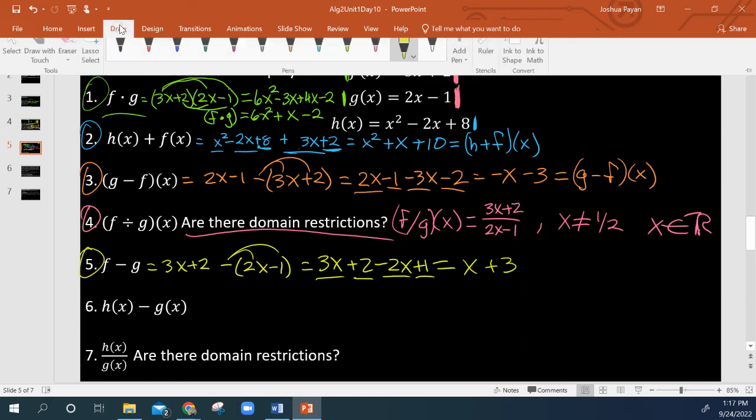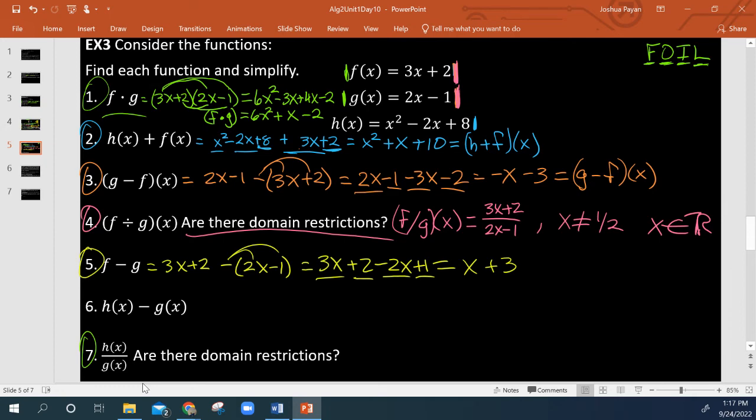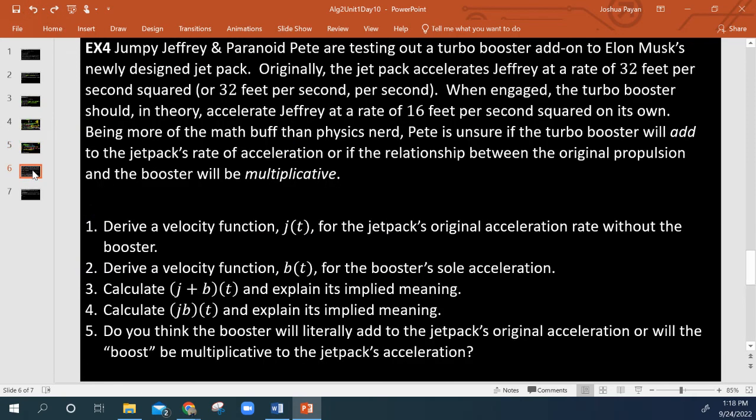Okay, and then I'm going to skip this other subtraction example just because it's kind of redundant. Let's look at h over g. Actually, yeah, let's skip that one too. I think we've seen enough division examples and examples with domain restrictions. So now let's look at a word problem example.